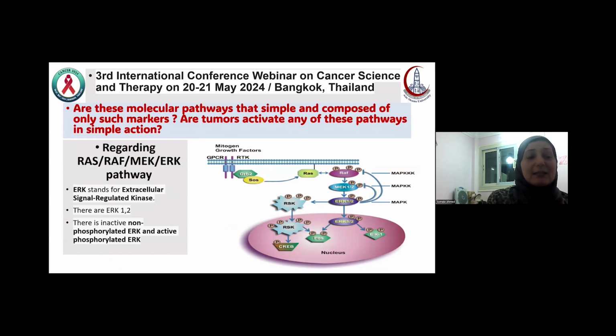What I want to say is that these molecular pathways are not as simple as just the RAS/MAP, ERK pathway. There are many isoforms of these molecules. For example, MEK can be present in the form of MEK1 and 2, ERK can be present in the form of ERK1 and 2, and all these molecules can be present in a non-activated, non-phosphorylated form, and in an active phosphorylated form.